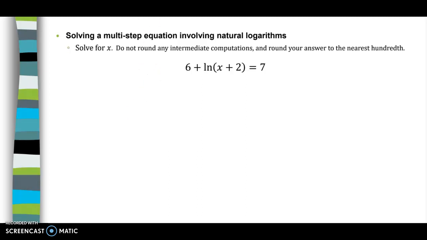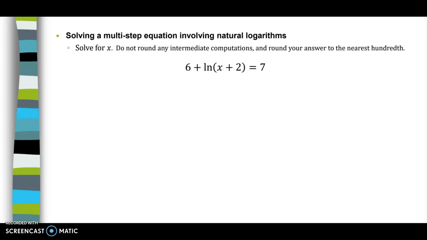Everybody, in this video we're going to talk about solving a multi-step equation involving natural logarithms. Now there's lots of different problems that we can do or that will be given with this topic. If you are still struggling with solving multi-step equations involving logarithms, then I have other videos on those that might be helpful.